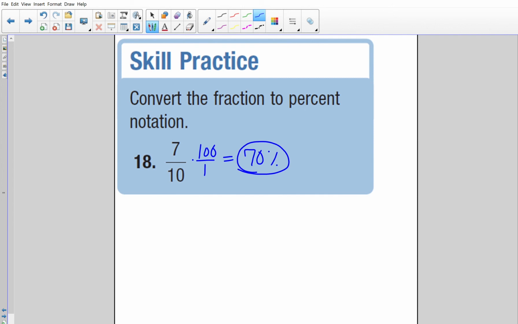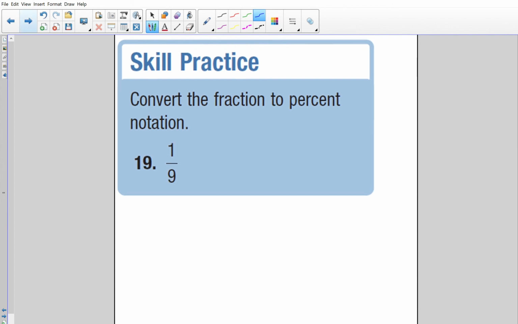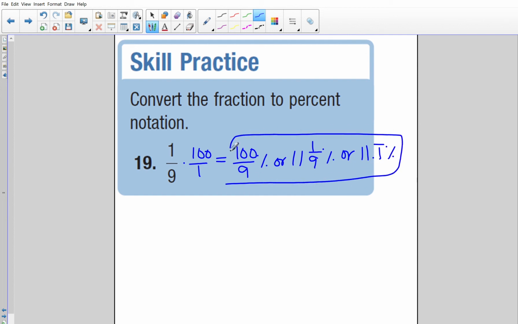Okay, if you want to pause this one and try it, we're going to take 1/9 times 100. So we get 100 over 9%. That would be one answer I would take. Or you could give me 11 and 1/9%, or 11.1 repeating percent. So any of those three would be a perfectly good answer depending on what you did.